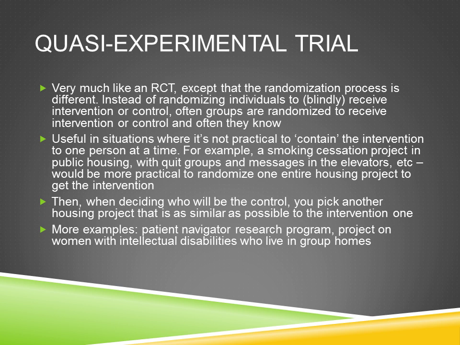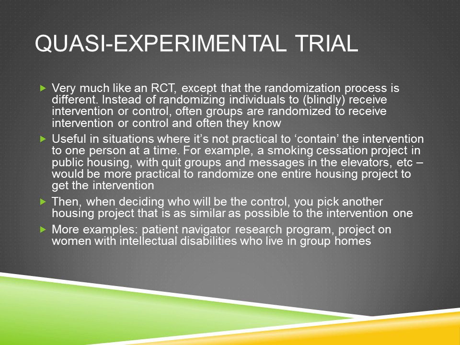A quasi-experimental trial is very much like an RCT, except that the randomization process is different. Instead of randomizing individuals to blindly receive intervention or control, often groups are randomized to receive intervention or control, and they know. So it's useful in situations where it's not practical to contain the intervention to one person at a time. Recently, there was a smoking cessation program in public housing in Boston, and there was a lot of messaging in the elevators and bulletin boards and quit groups meeting in the downstairs common room and whatever. And so what they did is they assigned an entire housing project to get the intervention and an entire one to get the control, because there's just too much potential contamination between an individual who's getting it and an individual who's not getting it but is reading all the bulletin boards in the elevators and stuff.